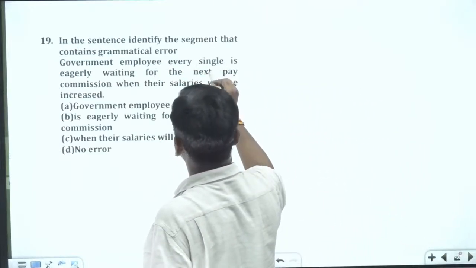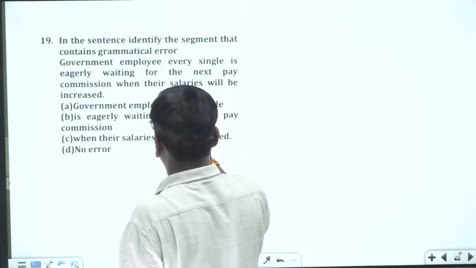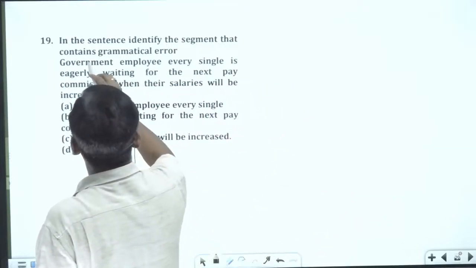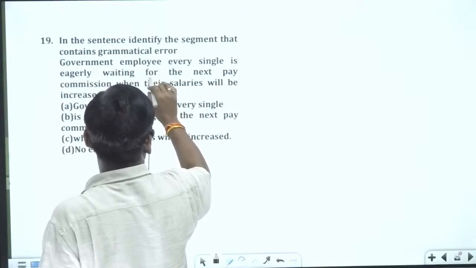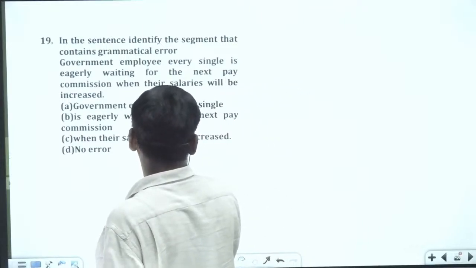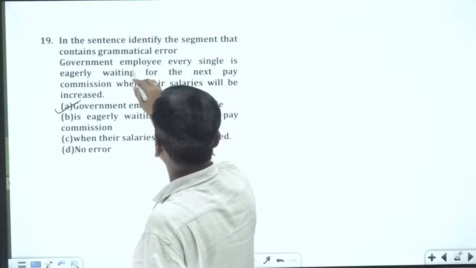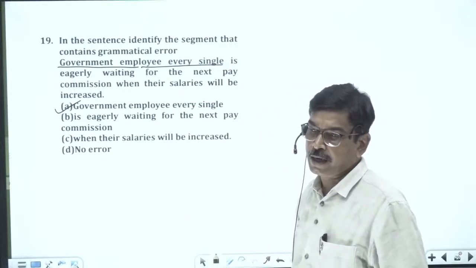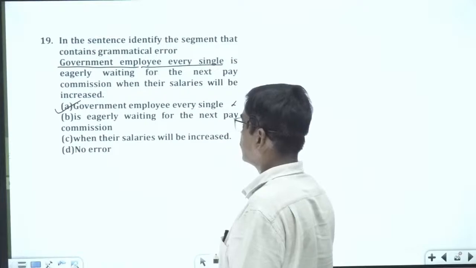In the sentence, identify the segment that contains grammatical error. Government employee every single is eagerly waiting for the next pay commission when their salaries will be increased. Very important. Government employee, every single government employee. So very easy. A part is the error part. Government employee every single, this structure is not correct. Every single government employee must be used. So "government employee every single" is the wrong structure. So this is the answer.